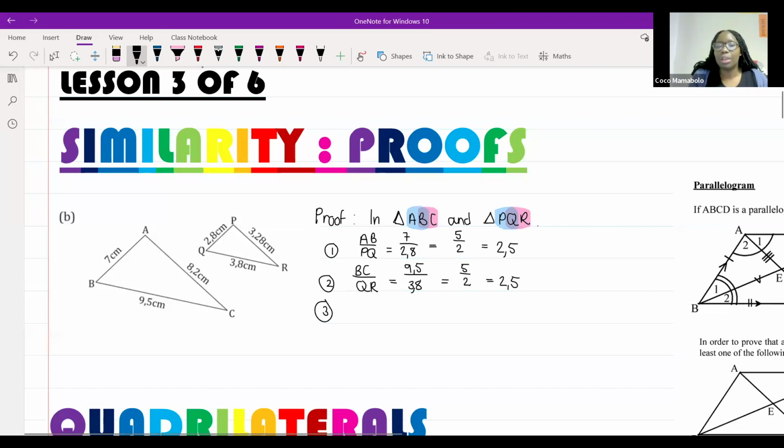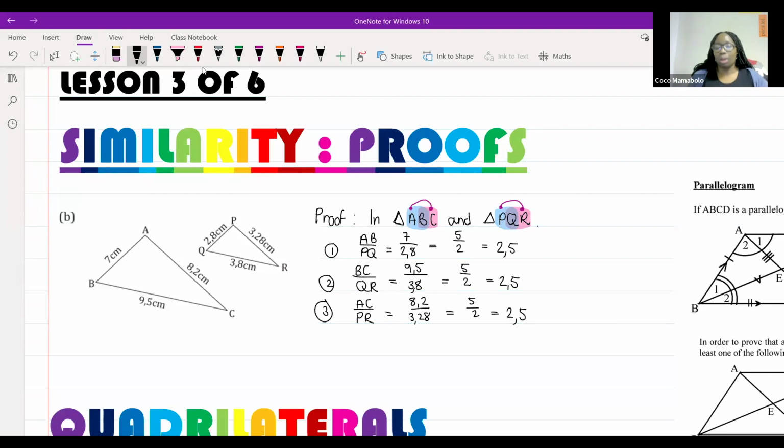All right, now we need to do the last two. AC is in proportion to which side? PR. PR, good, which is equal to, AC is 8,2 over 3,28, and that should indeed give us 5/2, or as Pena says, 2,5 as well.